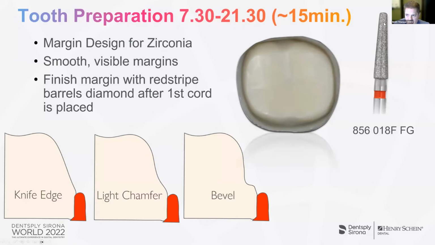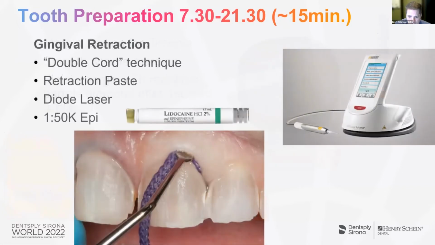I always finish my margins with a red stripe barrel diamond to make sure everything is nice and smooth. You want real nice, smooth margins. You still want to do gingival retraction. You need to show the Primescan the difference between tooth and soft tissue. I'm sure it'll get to the point where, with AI, you'll do some extraoral crazy scan and it scans everything. But you still need to differentiate and get some retraction.